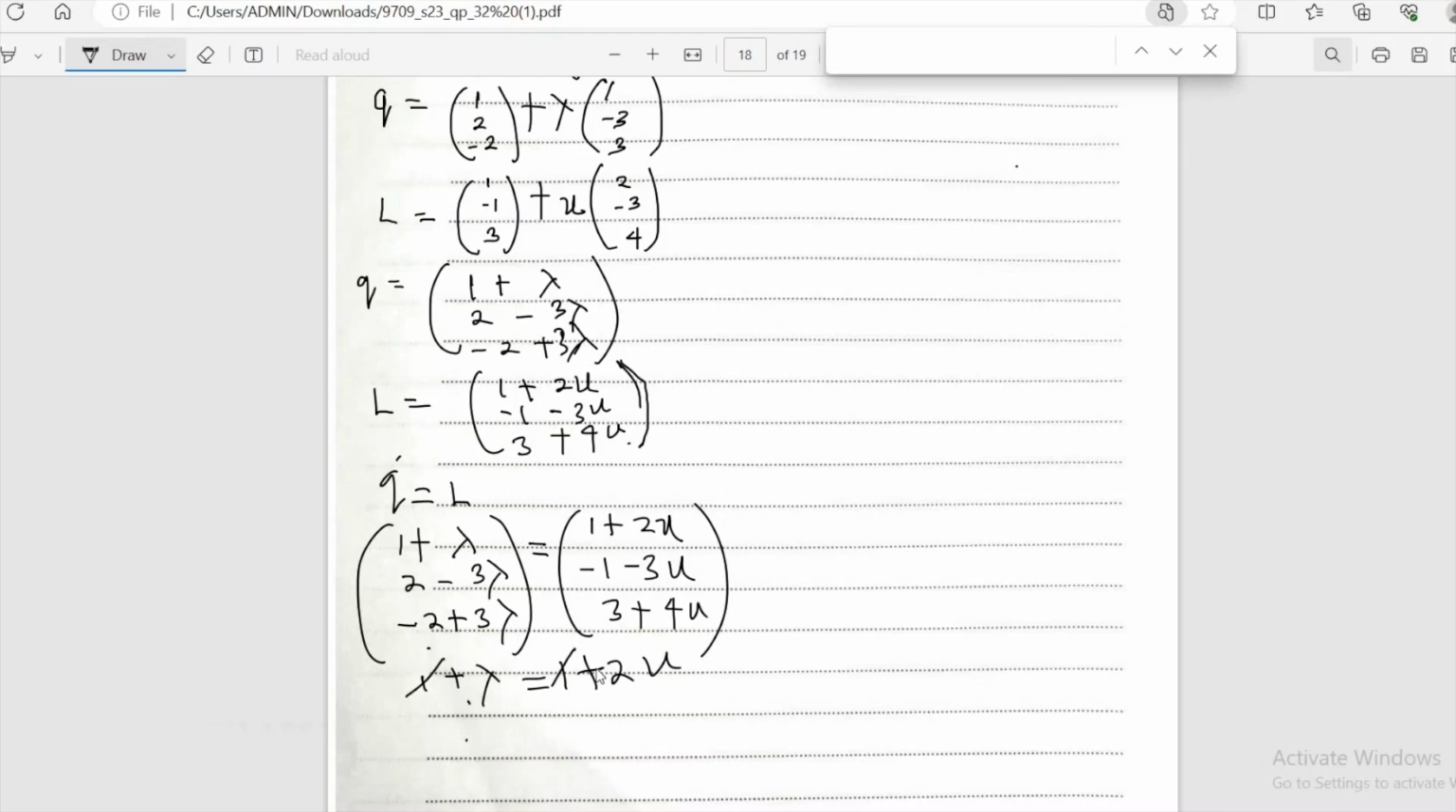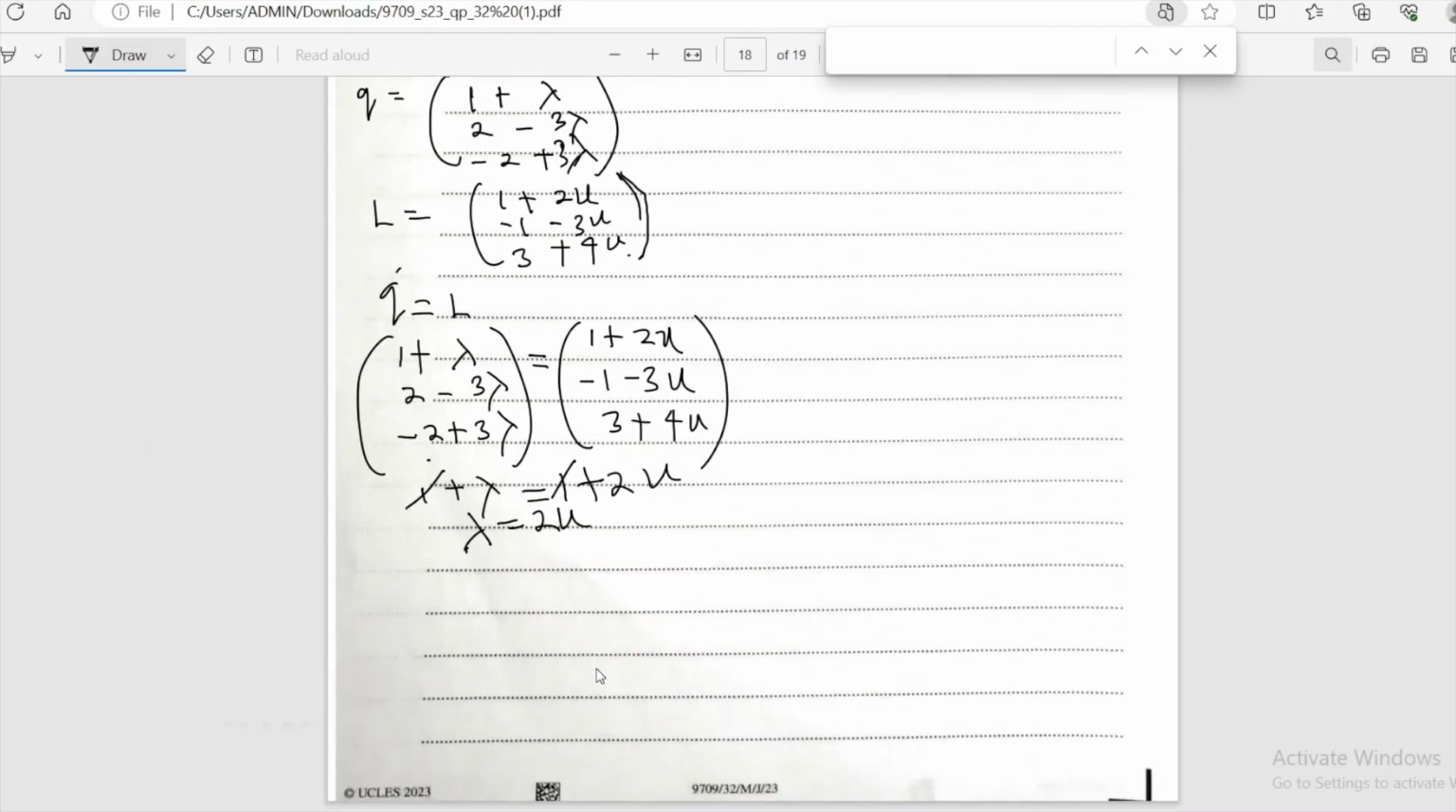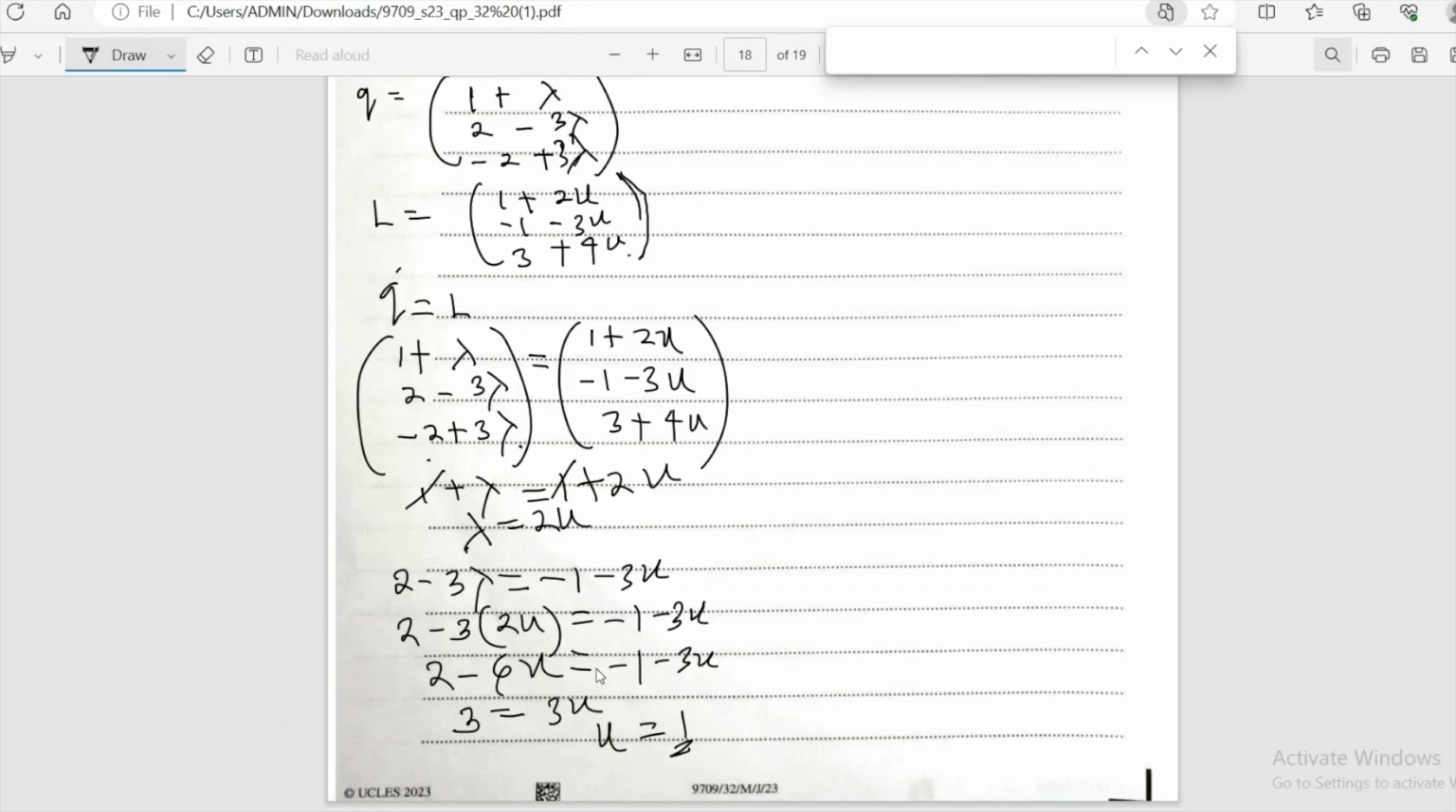Equating the x value, 1 plus lambda equal to 1 plus 2 mu. 1 cancels 1, so lambda is 2 mu. Equating the y part, 2 minus 3 lambda equal to minus 1 minus 3 mu. Since lambda is 2 mu, we have 2 minus 6 mu equal to minus 1 minus 3 mu. From here, 3 equal to 3 mu, so mu equals 1. If mu is 1, then lambda equals 2.